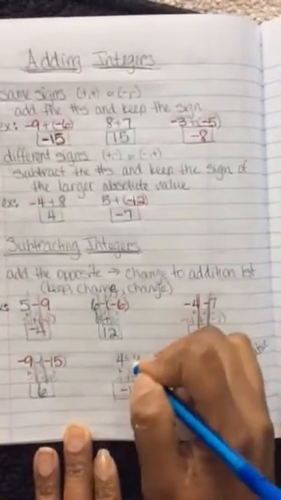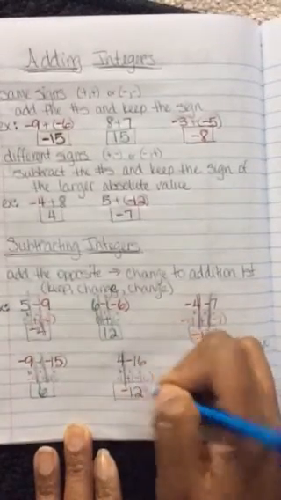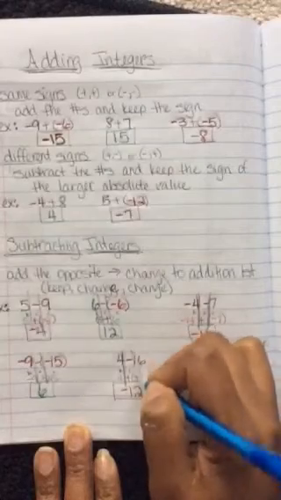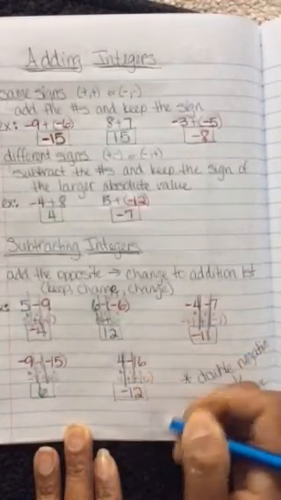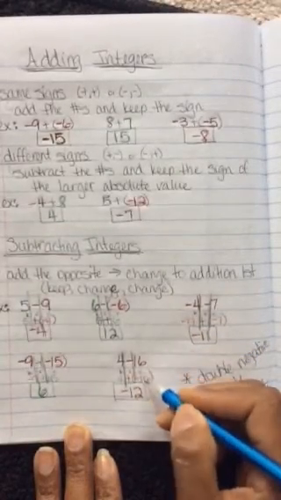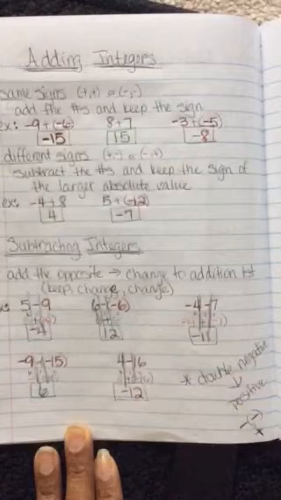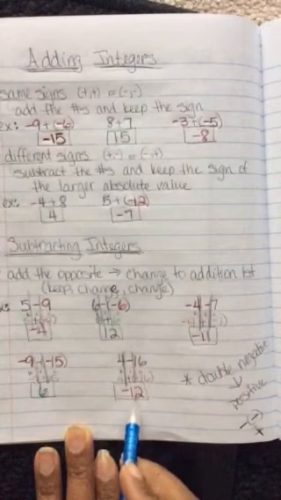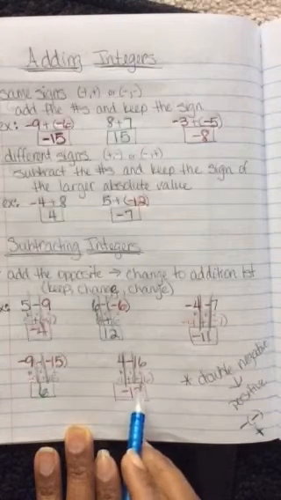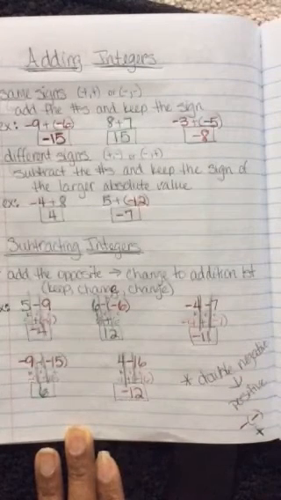And in my last example, I have 4 minus 16. So the 4 stays, minus goes to plus, and the 16 goes to a negative 16. Since they're different, we're going to subtract and get 12, and we're going to keep the negative sign because there's more negatives.